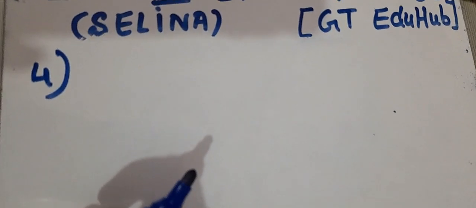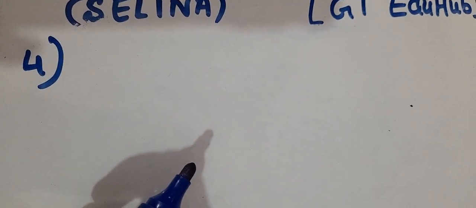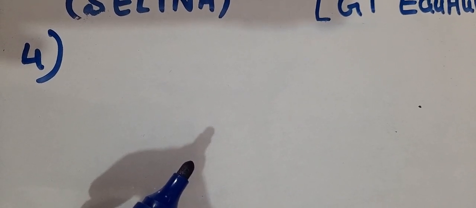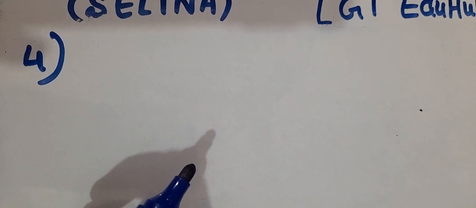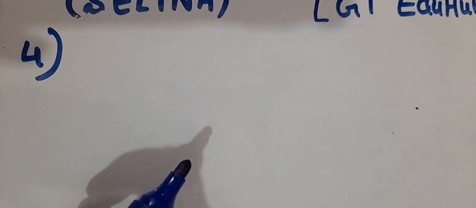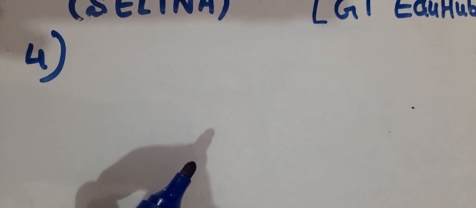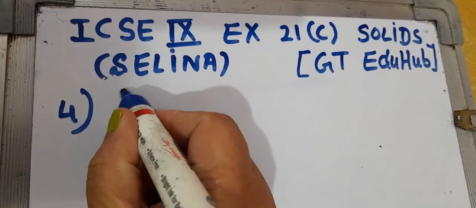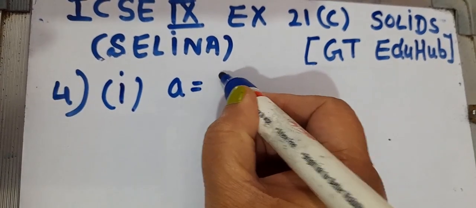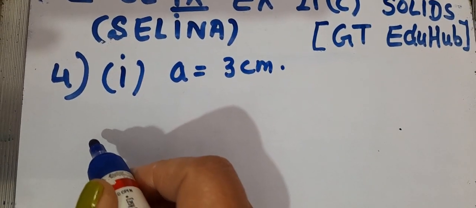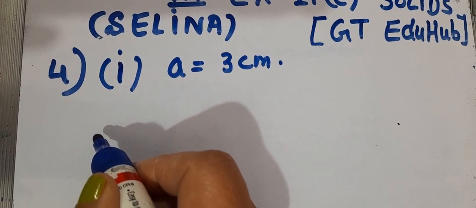Question number 4. We are given internal length, breadth and height of a box are 30 centimeter, 24 centimeter and 15 centimeter. Find the largest number of cubes which can be placed inside the box if the edge of each cube is 3 centimeter. So I am doing the first part when I am given A equal to 3 centimeter. Let's first of all find what is given to us.